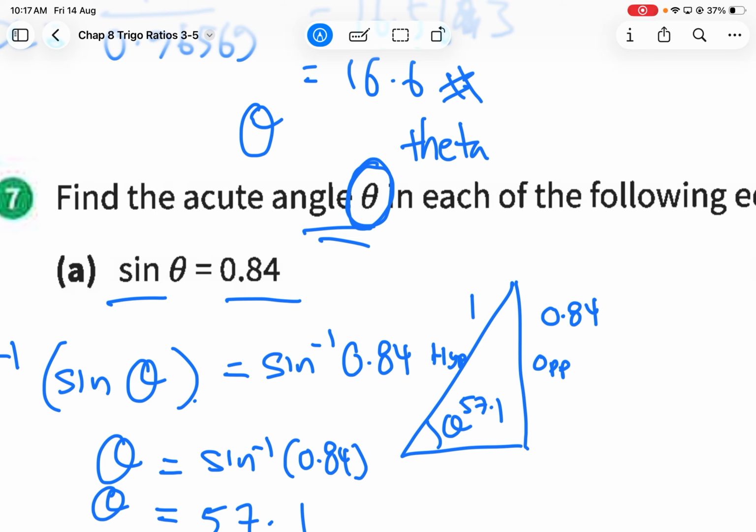Okay? So I need to remove the sine. The way to remove the sine is to sine inverse the sine. Then the sine inverse cancels out the sine, and becomes angle. Same thing: I tangent inverse the tangent, then the tangent will disappear.